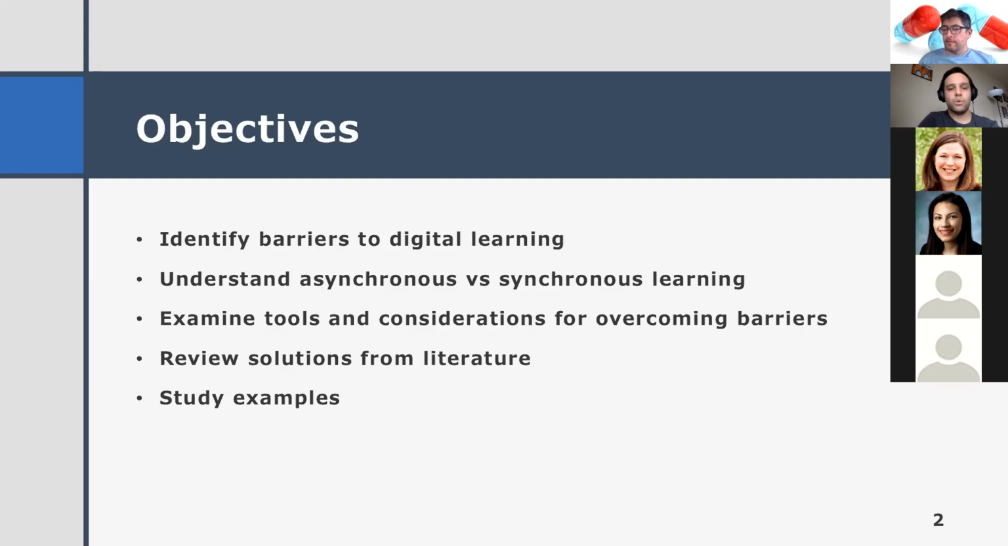We'll also look at some tools and considerations for overcoming the 5 barriers that we're going to talk about to digital learning. And some of these tools are still developing, and some of them are areas that just need to be discussed with the key stakeholders in your learning environment rather than firm solutions themselves. We're going to review some of the solutions and some of the frameworks that have been set up in the literature from different disciplines, and finally study some of those examples that have been designed in light of the pandemic.